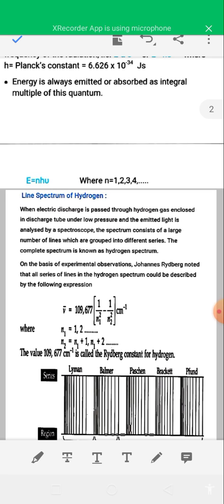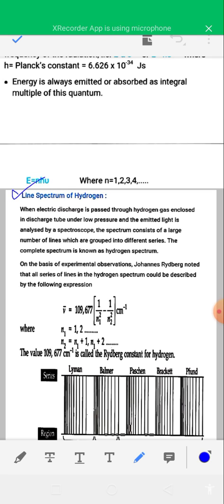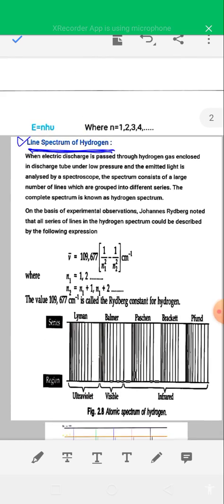Among these, the line spectrum of hydrogen is important in this chapter. You can read about the different types of spectrum, that is absorption spectrum and emission spectrum, from your book. The most important part is the line spectrum of hydrogen. So what is the line spectrum of hydrogen?